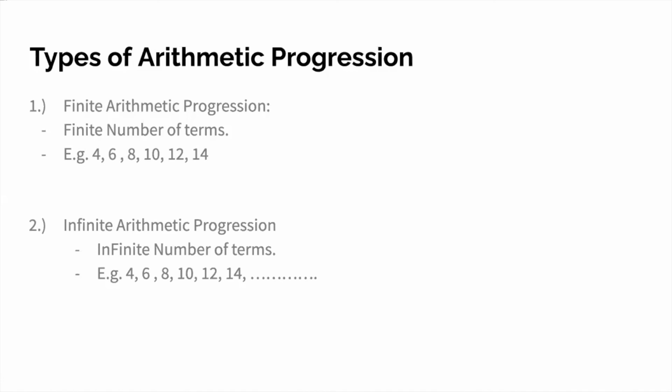Now an infinite arithmetic progression means there is an infinite number of terms. For example, 4, 6, 8, 10, 12, 14, dot dot dot, which means that it will go till infinity. So there is an infinite number of terms. It is not limited only to 6 terms, because here you are indicating by dot dot dot that it will go till infinity. That is why it is called an infinite arithmetic progression.